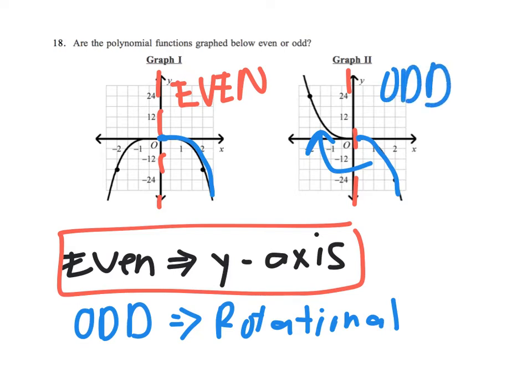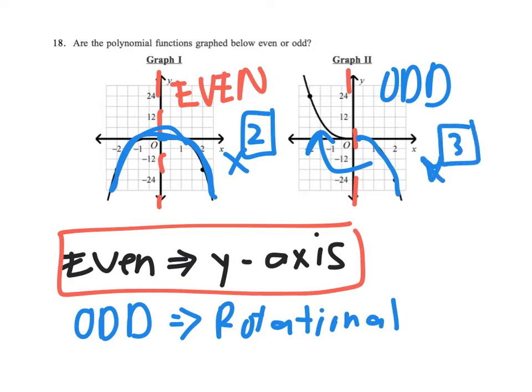Another way to think about it is this one sort of looks like an x squared graph, which is even. This one almost looks like an x cubed graph, which is odd. Mostly, if you can fold it right across the y-axis, you're good. It's even. If you can turn it and it would wind up on top of itself or look the exact same, then it's odd.